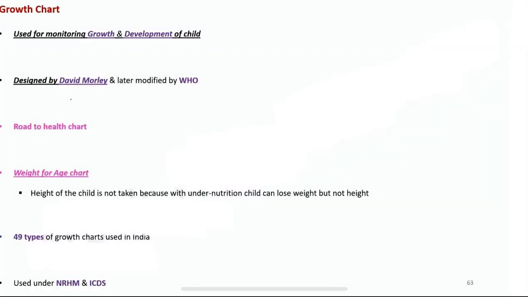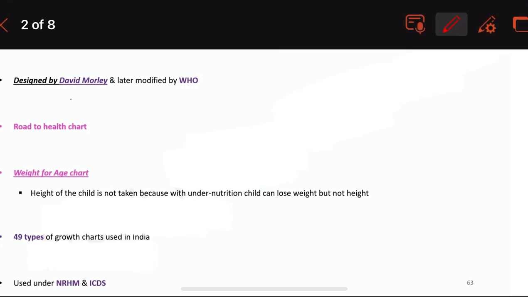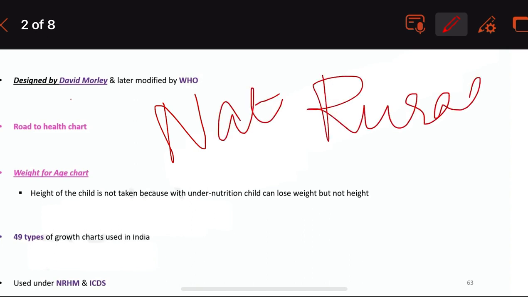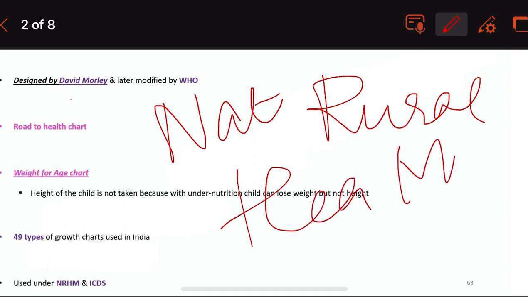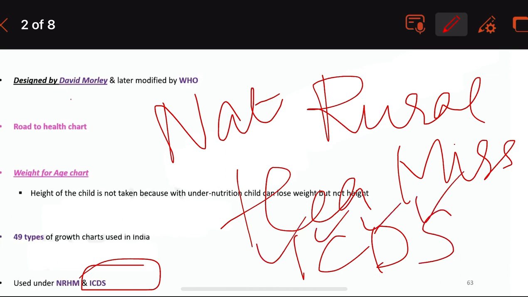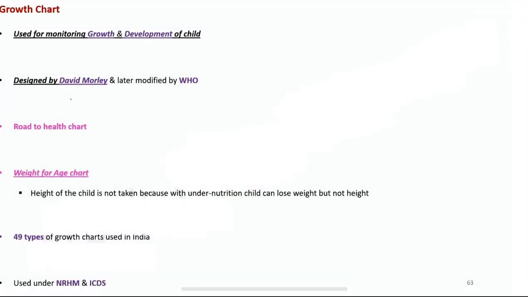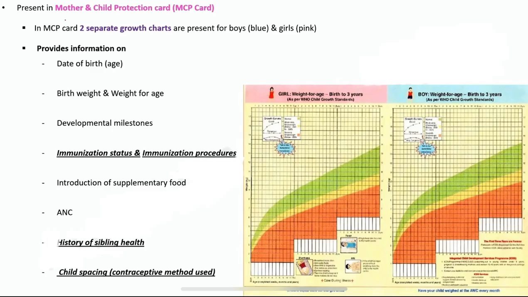Next, 49 types of growth charts are used in India and they are used under the NRHM and ICDS. So we know that the growth chart is used under the National Rural Health Mission and the Integrated Child Development Services, that is ICDS. So the growth chart is within the NRHM and ICDS.